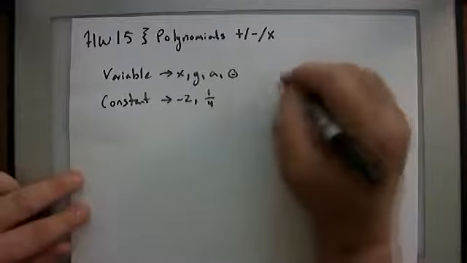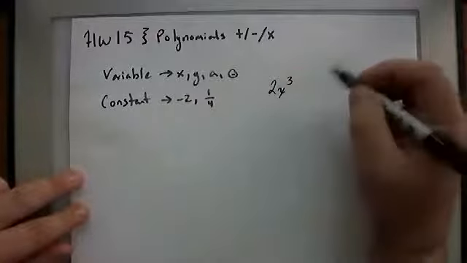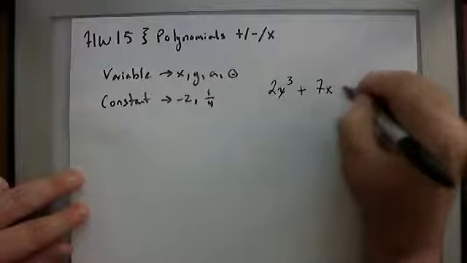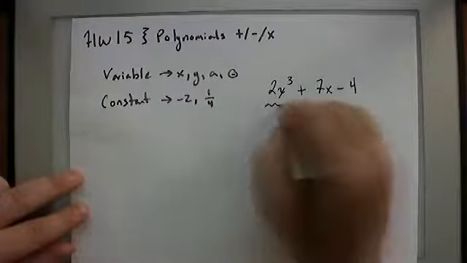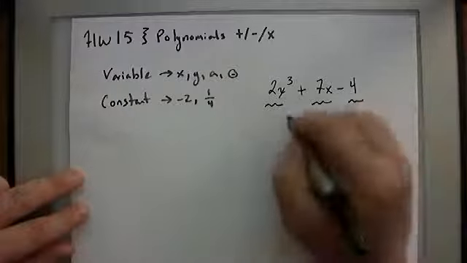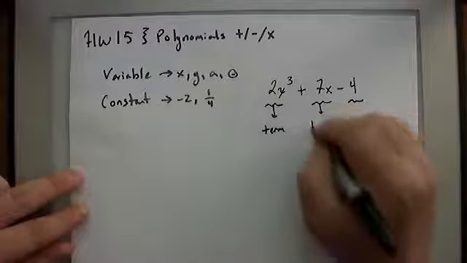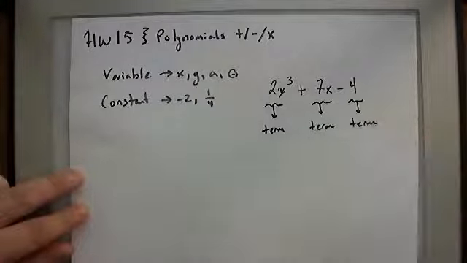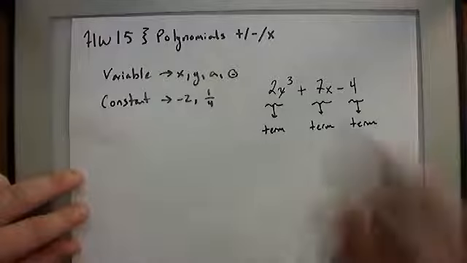You'll have terms. So let's say we combine these and we had something like 2x to the third plus 7x minus 4, right? Each one of these pieces is called a term. And we'll get into combining like terms in a minute. I'm sure that's what your mind goes to when you hear that word. Each one of these pieces is a term, okay? So when we talk about terms, we're talking about separate pieces in an expression and an equation.